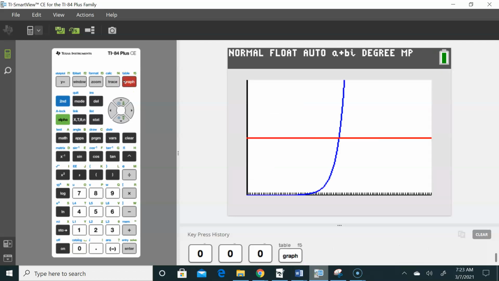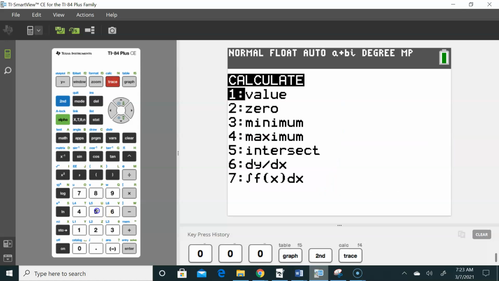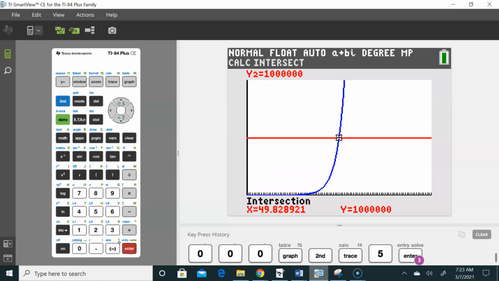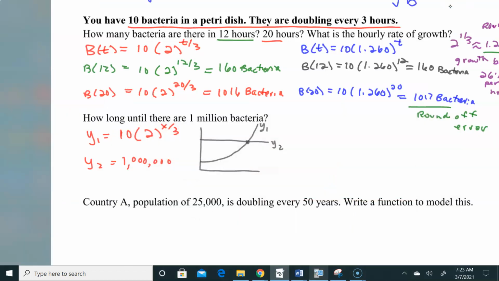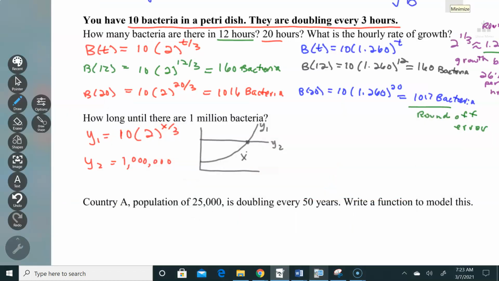I graph my exponential and my horizontal line. They do intersect. It's close to the middle. So I'm going to trace number 5. Enter, enter, enter. And I get a little bit less than 50 years. So I get x is equal to 49.829 years is when they intersect.